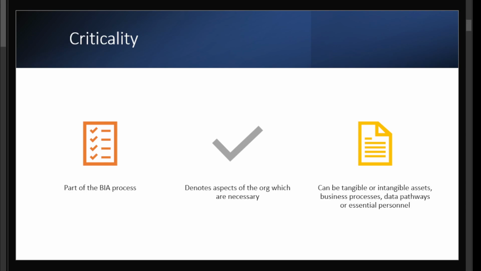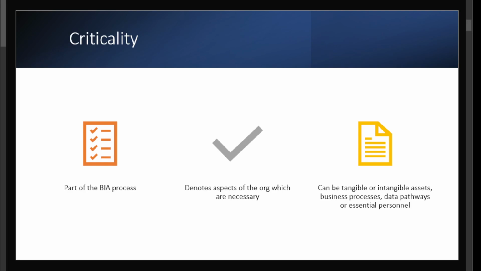So next, we're going to determine criticality. This is also part of the business impact analysis process. It's going to denote aspects of the organization which are necessary. They could be tangible assets or intangible assets, business processes, data pathways, or essential personnel. Once the inventory and valuation is complete, the effort continues with the determination. This is made by senior management regarding criticality.